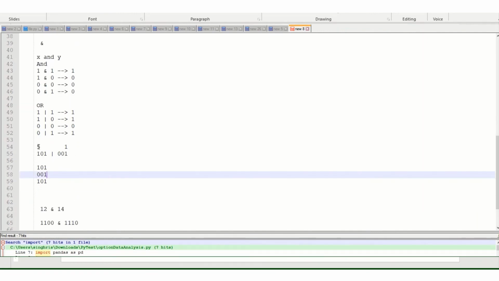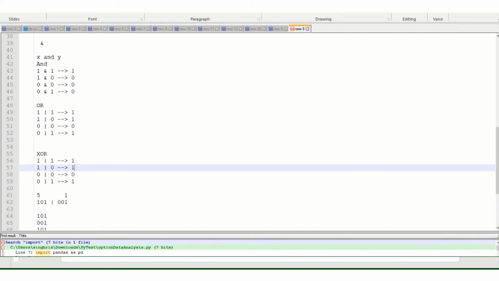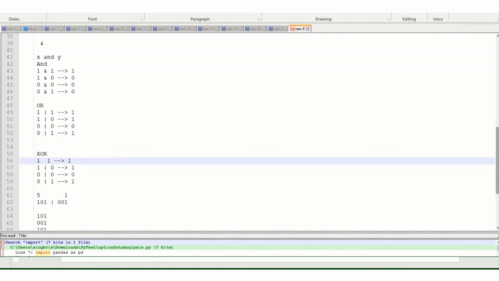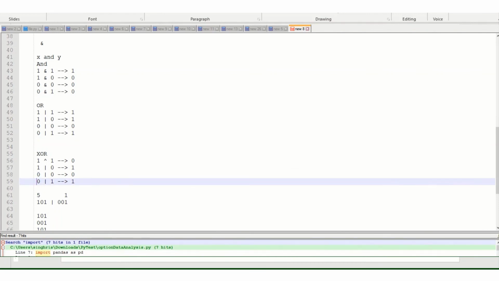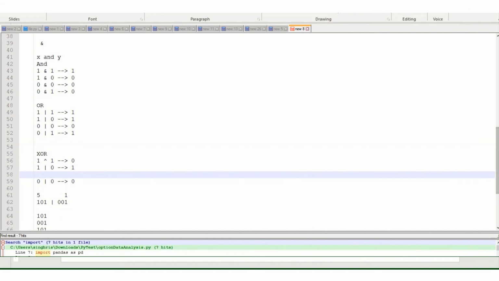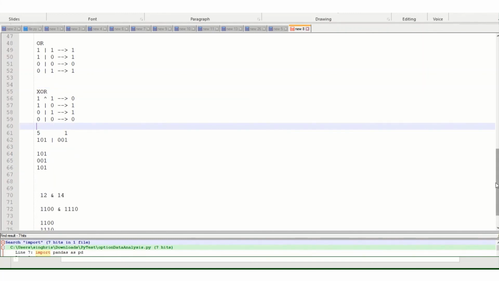Now I will talk about XOR. With XOR, it's like this: if both of them are the same, then it is 0. If both of them are different, then it's 1. So this is the XOR operation. If both of them are the same, then it is 0. If both of them are different, then it is 1. I will give you one example here also.